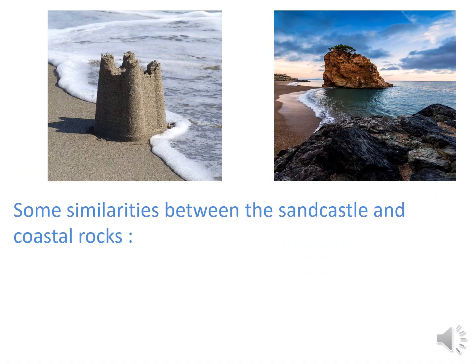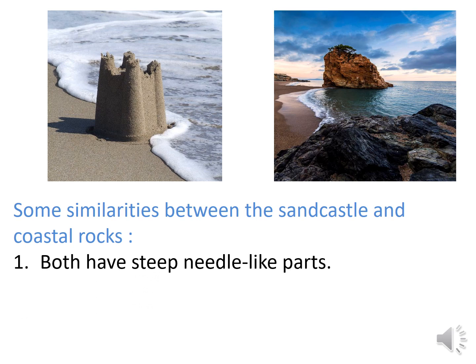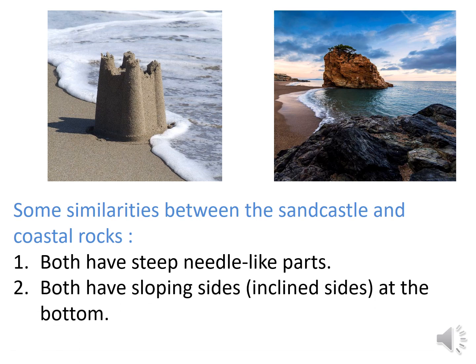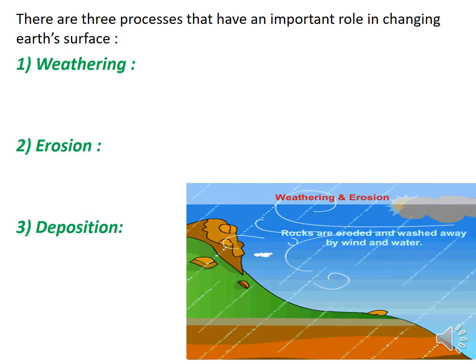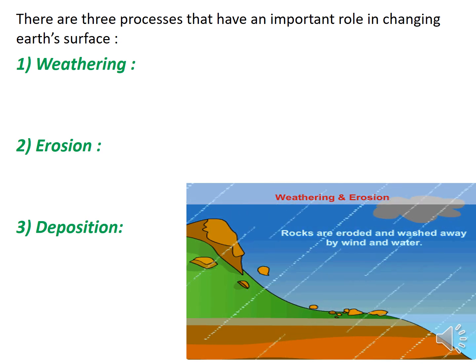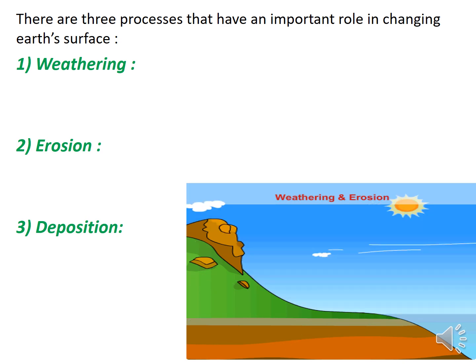Now, look at these two pictures and tell me what are the similarities between them. Number 1, both have steep needle-like parts. 2, both have sloping sides or inclined sides at the bottom. And 3, water and wind create their shapes. There are 3 processes that have an important role in changing Earth's surface, and they are, in order: weathering, erosion, and deposition. But what is the meaning of weathering?